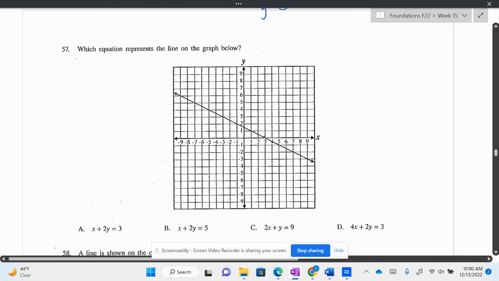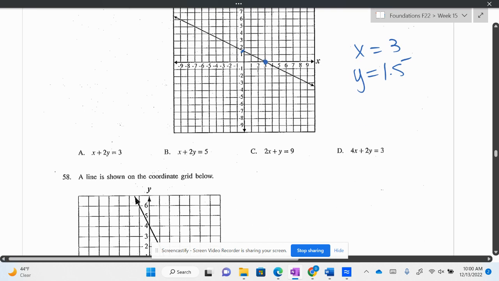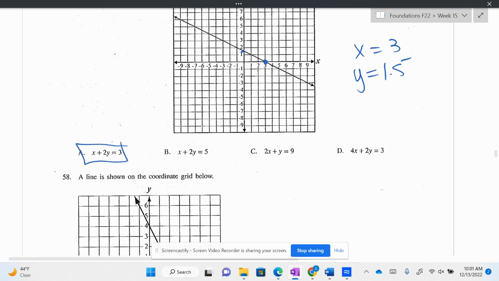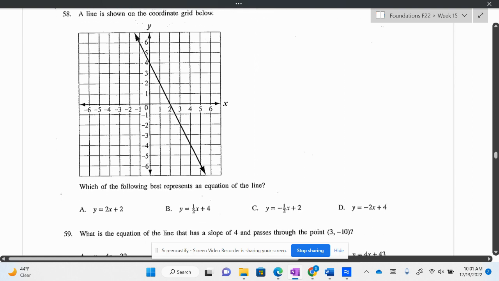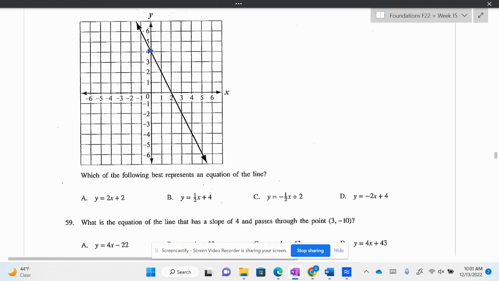So this one has an x-intercept of 3, and it looks like it's got a y-intercept of 1.5. So x-intercept of 3, and then a y-intercept of 3 divided by 2, which is the same thing as 1.5. So again, find your slope, and so the y-intercept is 4, slope of down 2 over 1.